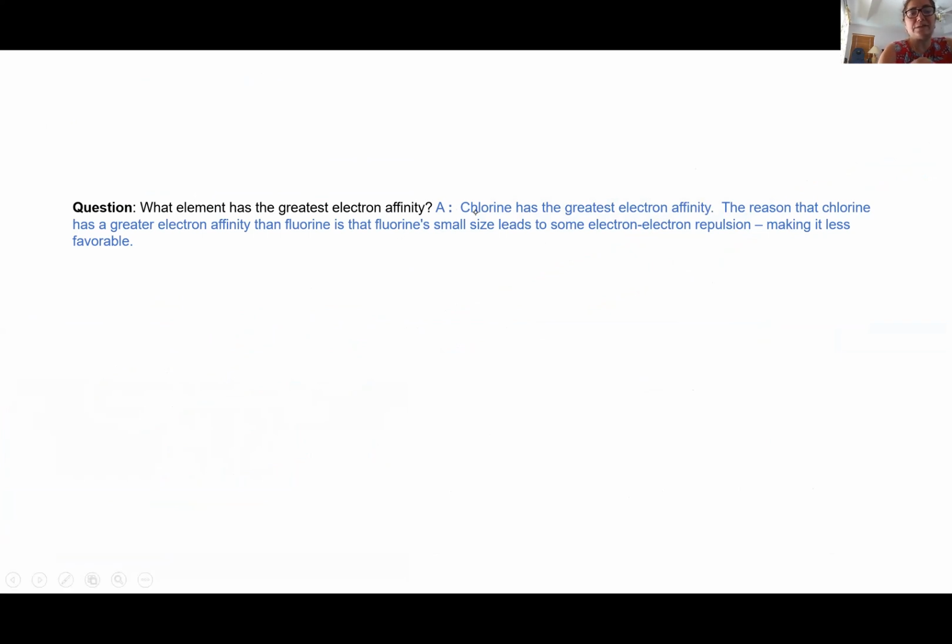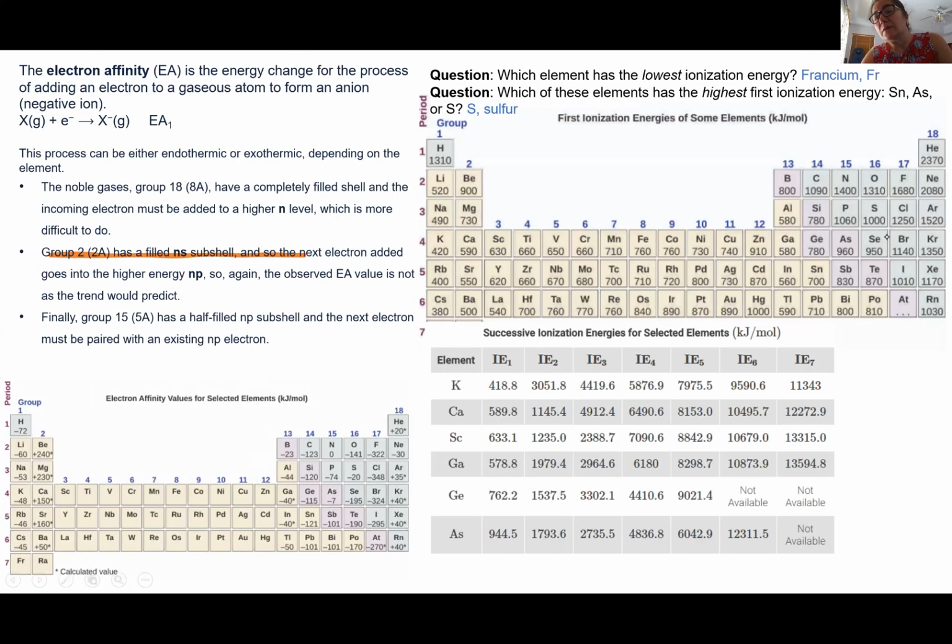The electron affinity for chlorine is 348, fluorine is 322, okay? And how could you justify this difference between fluorine and chlorine? Because we were expecting fluorine to have the highest electron affinity because it likes the electron, but if you look at the values, chlorine is higher than fluorine.